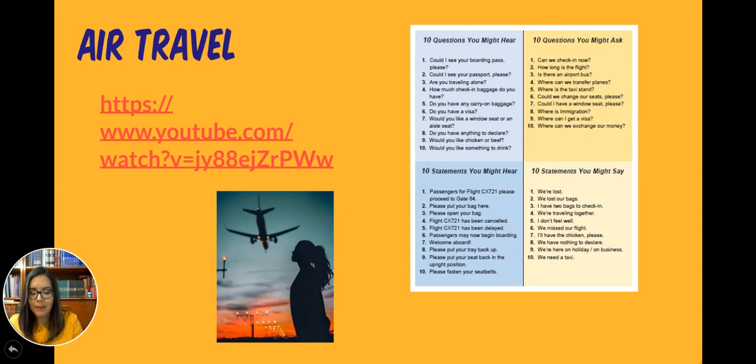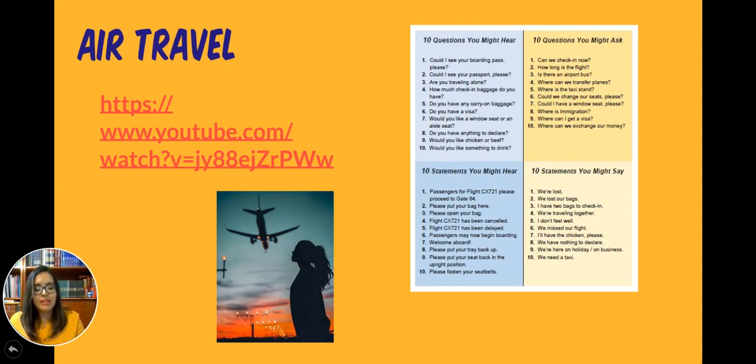Another one is, passengers may now begin boarding. What is that? You need to form a line or queue, and you need to wait until you are allowed to board the plane. Okay. Another one. Please fasten your seatbelts. Like in a car, you need to fasten your seatbelt, right? As well in the plane, you need to fasten your seatbelt.